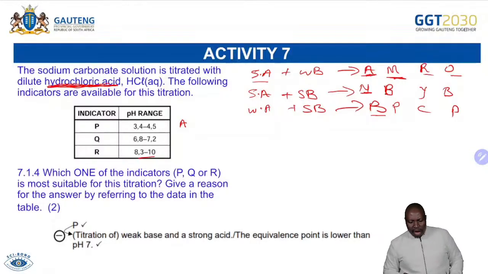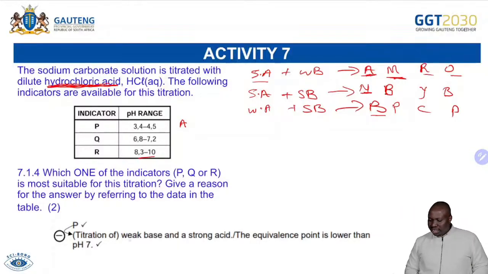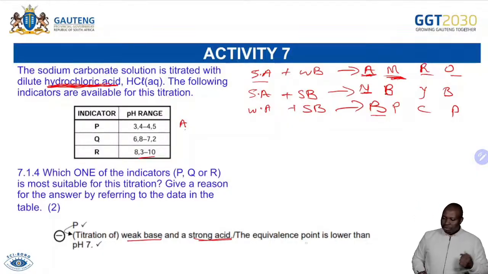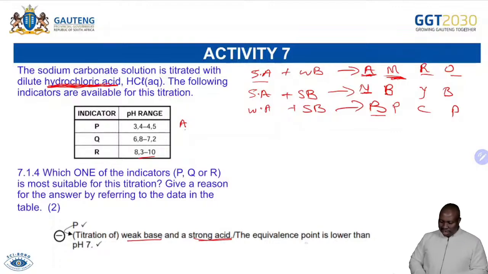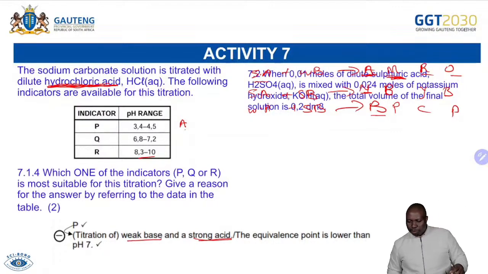And then why will you use P? Because it's a titration of a weak base with a strong acid. We said the strong one always wins. And the solution will be acidic, as I've indicated, so we can use methyl orange. The color will be red to orange. And the equivalence point is lower than a pH of 7 because the solution is acidic. So it's important that you have that understanding as well regarding the equivalence point.